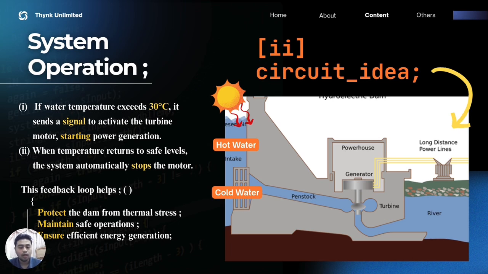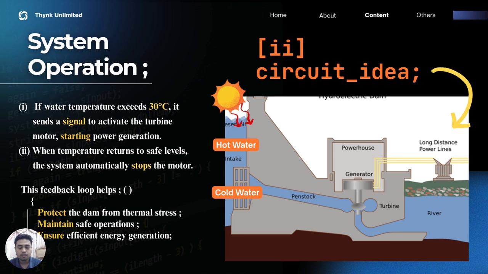The motors are running. If the water temperature exceeds 30 degrees, it sends a signal to activate the turbine motor, starting the power generation. When the temperature returns to a safe level, the system automatically stops the motor. So it creates a feedback loop. It will protect the dam from thermal stress, maintain safe operation, and ensure efficient energy generation. Because of this, it will make the dam last longer.